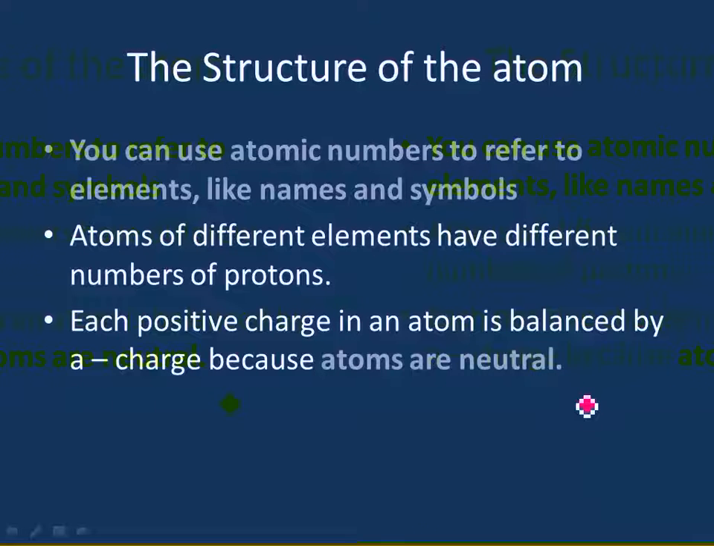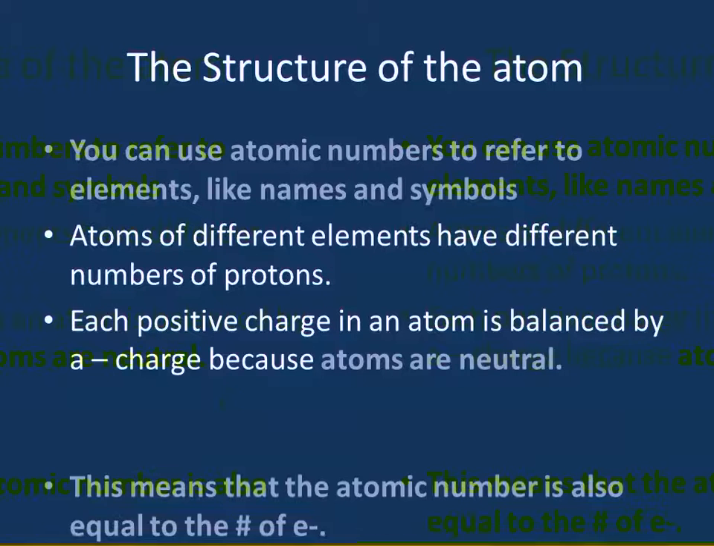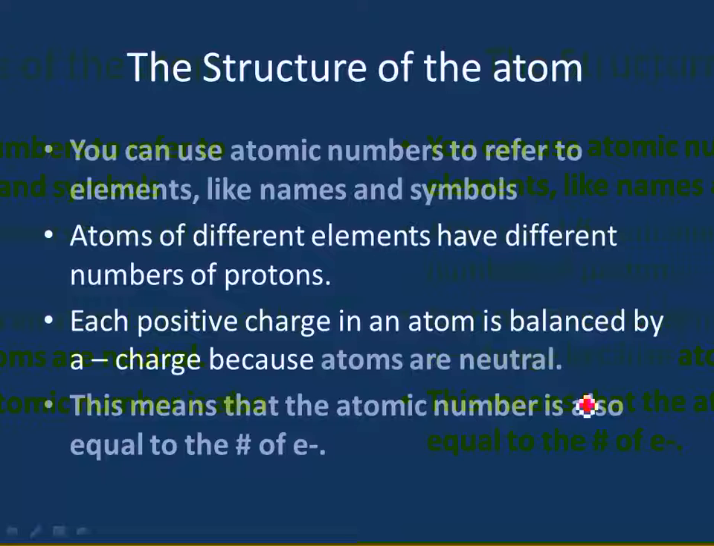Each positive charge in an atom has to be balanced by a negative charge. And we've known this for a very long time. Even John Dalton and J.J. Thomson, who were some of the first scientists to come up with the idea of charge or models of the atom, J.J. Thomson knew that an atom was neutral, so it had to be balanced by pluses and minuses. This means that the atomic number, which is the number of protons, is equal to the number of electrons.